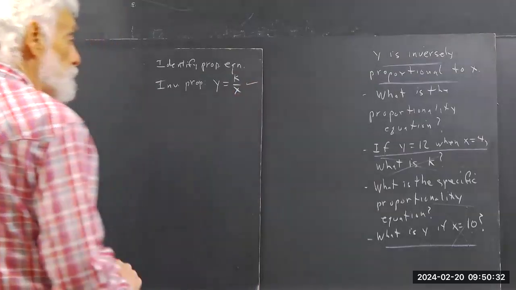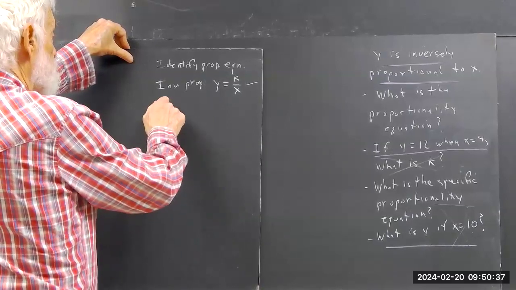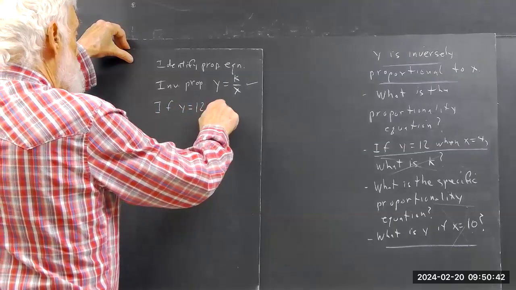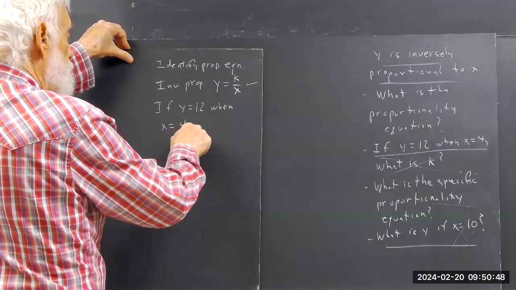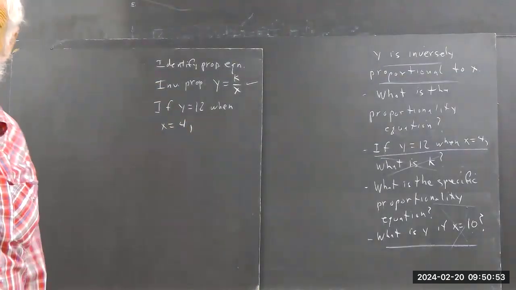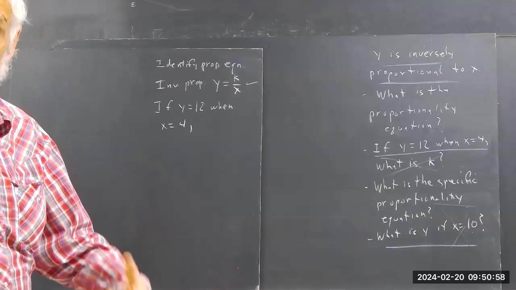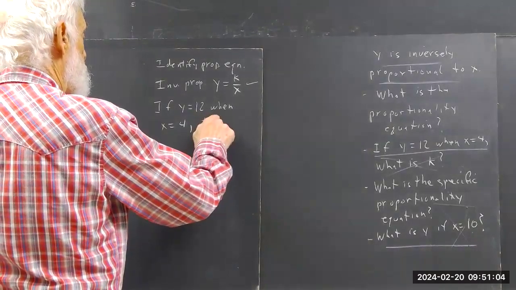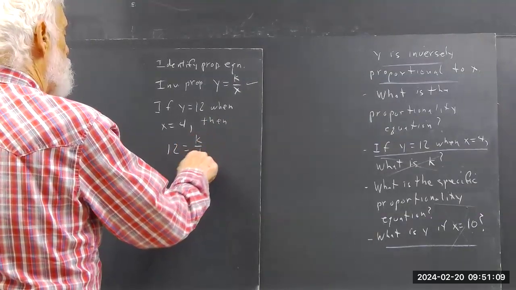Okay, so we check that. And then you're always going to have something like this. It gives you a value of y when x has some other value. You can plug those values in here because they occur simultaneously. They occur at the same time. They're associated with each other. And that says that 12 equals k over 4.